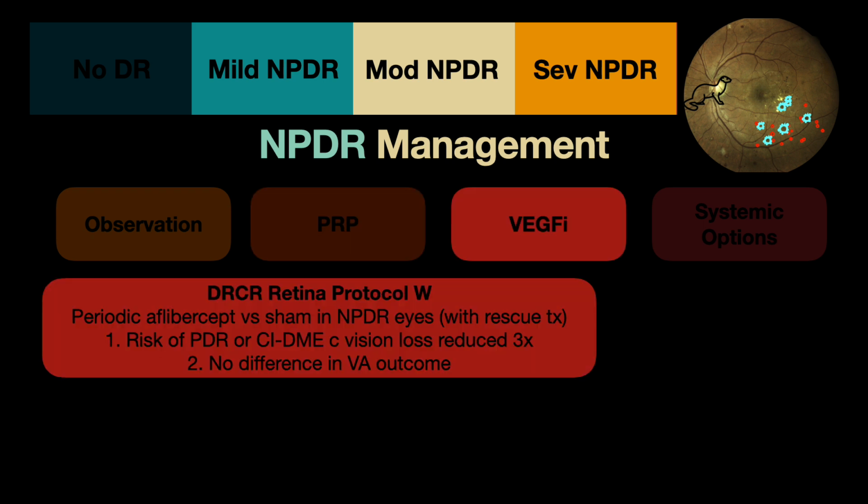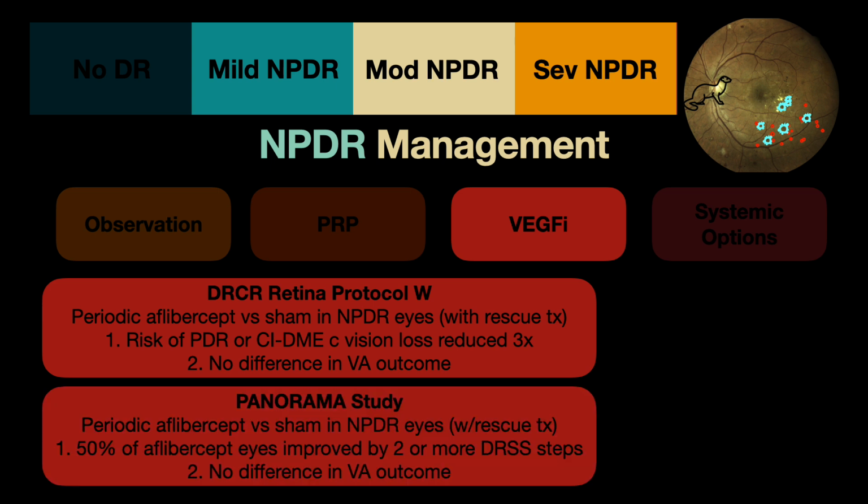VEGF inhibitors were looked at in DRCR protocol W, and there's no difference in visual acuity outcomes. They did reduce the risk of PDR or CI-DME with vision loss, but they didn't actually make a difference in visual acuity outcome because they had rescue therapy. It's not like you're going to just watch these patients go down the tubes, right? This also assumes you have good follow-up.